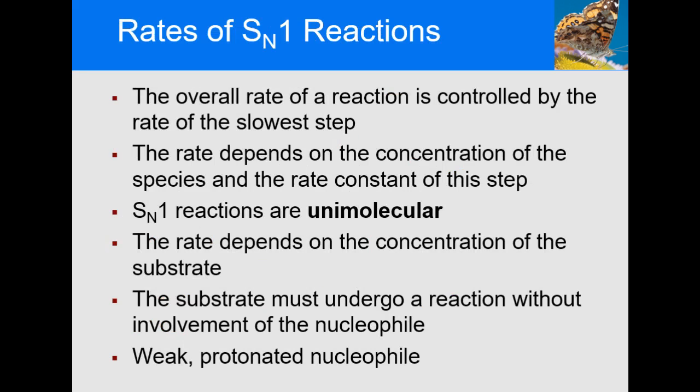Okay. So the overall reaction is controlled by the slowest step, which is the leaving of the alkyl halide. So it depends on the concentration. So the rate depends on the concentration of the species and the rate constant of the step. The SN1 reaction is unimolecular. So the first part, the rate constant of the step, means however quickly the bromine leaves, that's what the rate is dependent on. The rate depends on the concentration of the substrate. That's what I just said, the electrophile. The substrate must undergo a reaction without an involvement of the nucleophile, and you need weak nucleophiles.